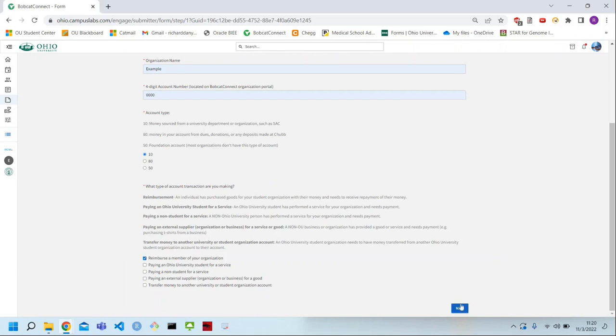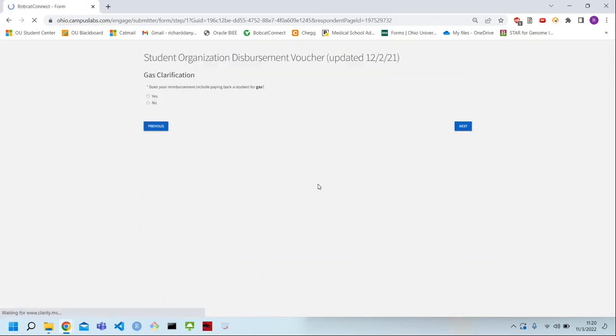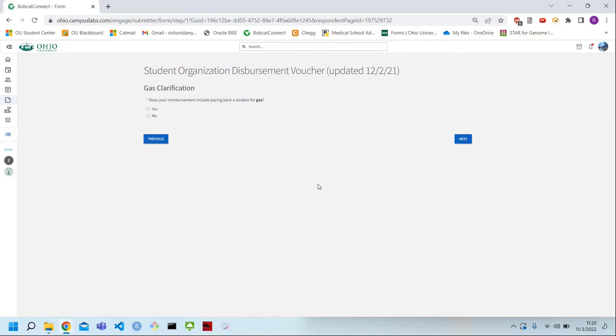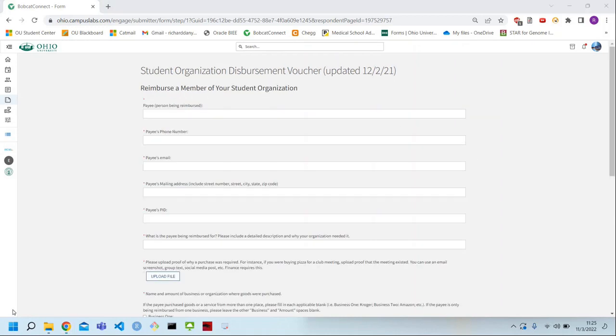Starting out, we're going to reimburse a member of our organization, and it'll take us to a question where it asks if our reimbursement includes the payment of gas. If we were to select yes, then it would ask us for some information about mileage and so forth. But for our case, we're going to keep it simple. We're just going to say no. This is the page that you are taken to finally to put in the reimbursement information.